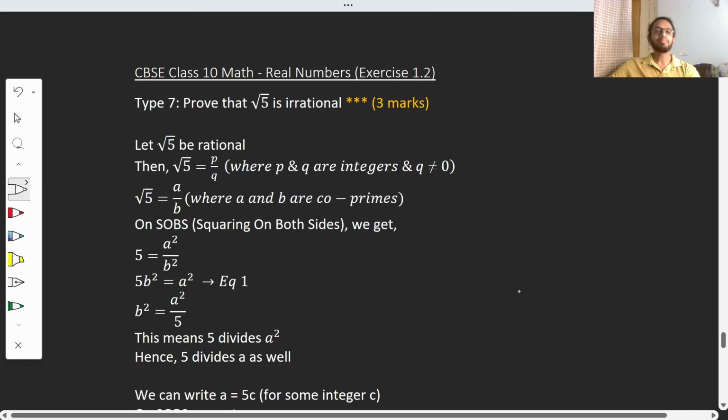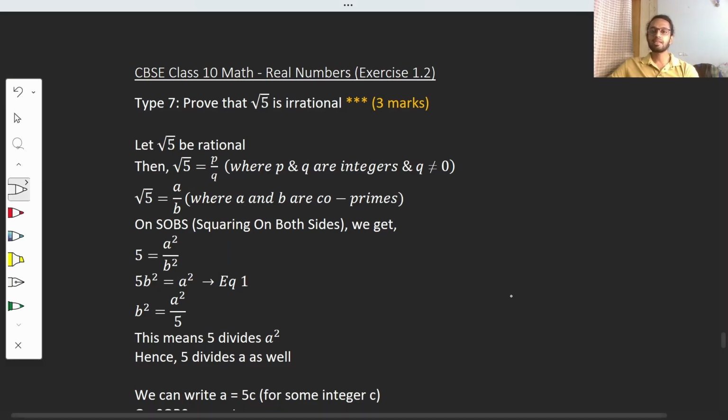Hello everyone. In this video, we'll discuss exercise 1.2 in the real numbers chapter. There are two types of problems in this exercise. One is just proving a number is irrational, and the second one is compound terms, which we'll be learning later in this video. Now the question goes like this: prove that root 5 is irrational.